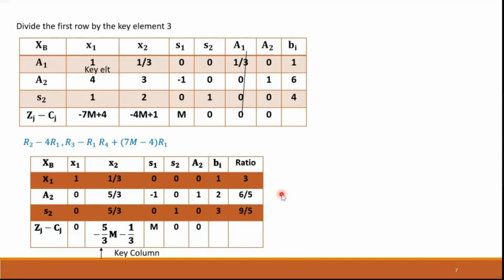Second row will become the key row because 6 by 5 is the minimum ratio. And the key element will become 5 by 3. The ratio is, we are taking the ratios of the BIs upon the corresponding elements in the key column. Here there were 3 elements, 1 by 3, 5 by 3 and 5 by 3. So 1 upon 1 by 3 is 3, 2 upon 5 by 3 is 6 by 5, and 3 upon 5 by 3 is 9 by 5. Of the three, the minimum becomes the key row. So here 6 by 5 is the minimum ratio. That means it becomes the key row, and the key element is the intersection of the key row and the key column.